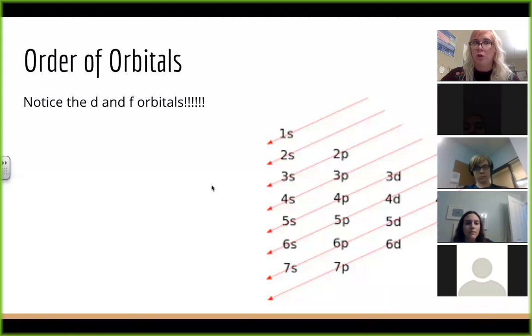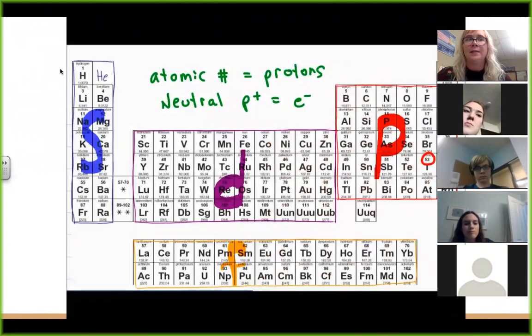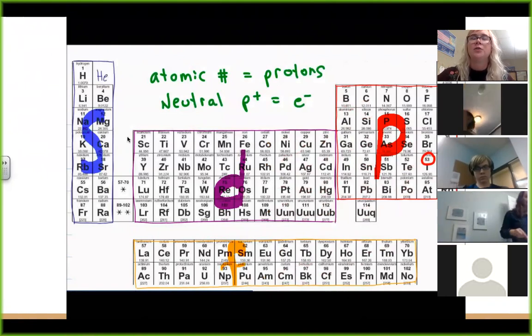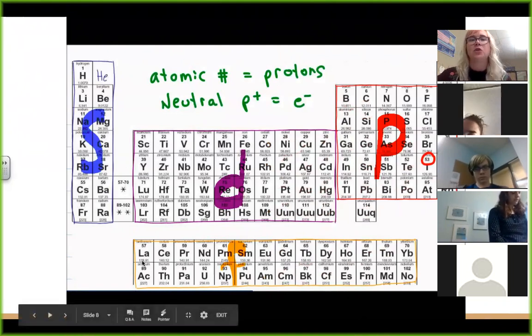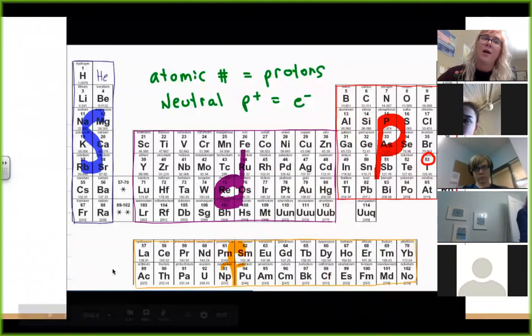D and F are the only ones that require you to do a little bit of subtracting. And again, that's just because that's how they fit in energy-wise. So again, S's and P's, you're just going to go by row in the periodic table. Row 1, row 2, row 3, row 4, 5, 6, 7. D starts with a 3. 3D, 4D. And in fact, it's easy to remember because it's like a 3D film, right? 3D, 4D, 5D, 6D. And F starts in the 4th energy level, 4F, 5F.